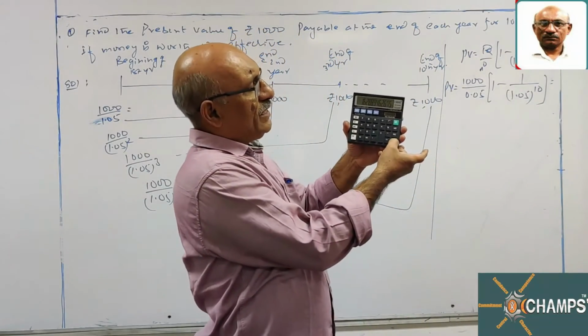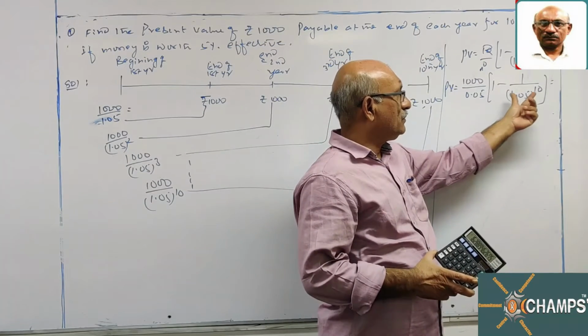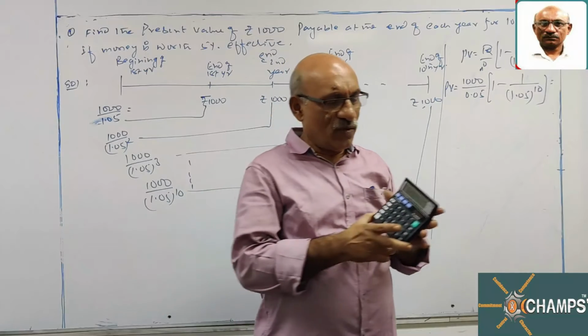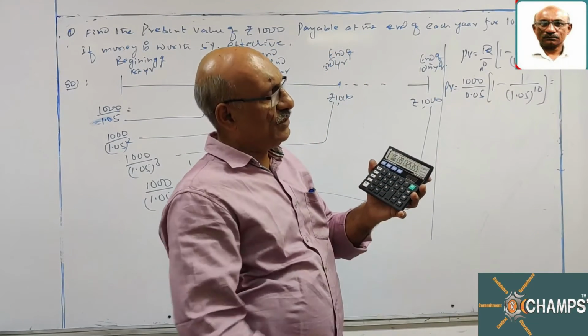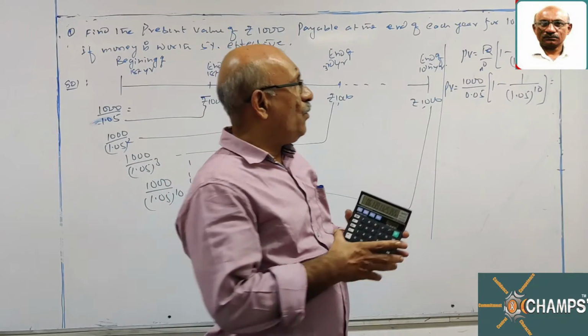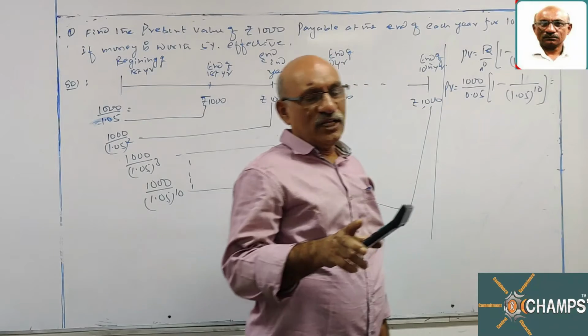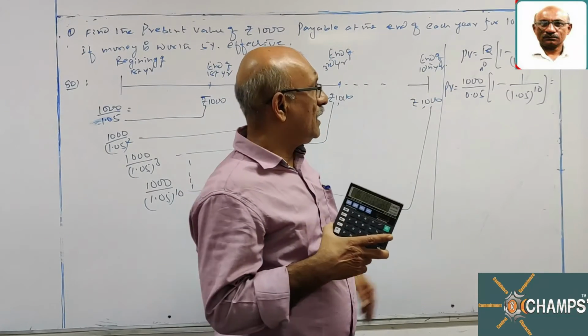Then store it in memory, M plus. Now this value is in the denominator, and the numerator is 1. So 1 divided by MRC is equal to. 1 divided by MRC means I'll get a simplified value. It is 0.6139. Some more digits are there on your screen.